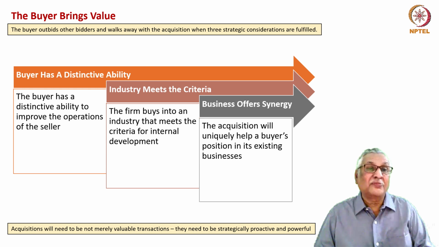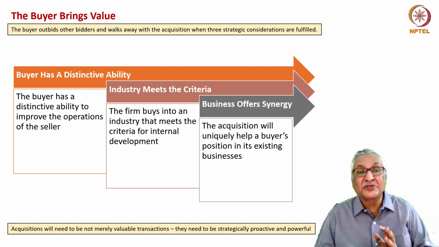Many times, when the buyer brings value, the acquisition price could be higher. The buyer outbids other bidders and walks away with the acquisition when three strategic considerations are fulfilled. The buyer has a distinctive ability. The buyer has a distinctive ability to improve the operations of the seller.